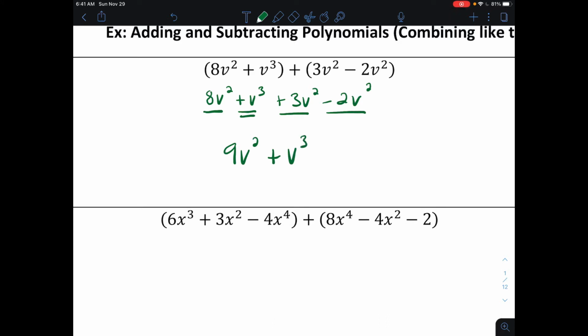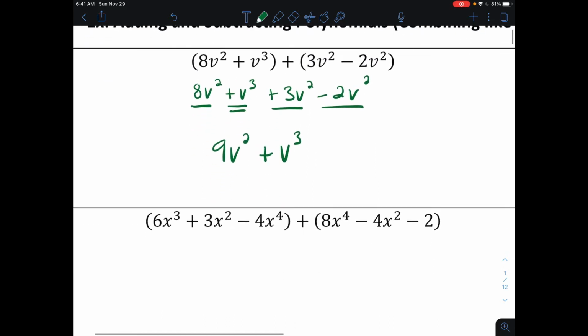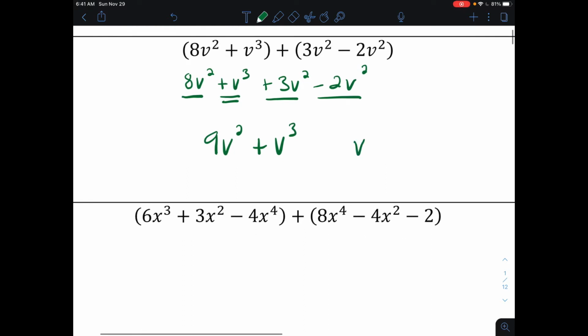If you ever see something tell you to write it in standard form, it usually has the highest exponent first. So we could write this as v to the third power plus 9v squared. Both are correct, but if they say to write it in standard form, the biggest exponent has to go first.